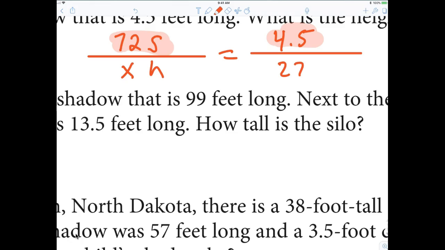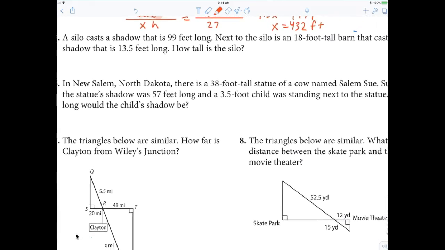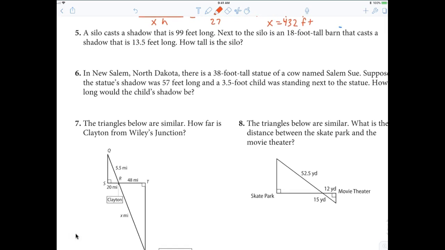You good? All right. So I need someone else now to check out. Allison, tell me about number 5. How are you going to set that up? 99. Now, what does 99 represent? The shadow. Good. Over what? Very good, because we don't know. Very good. Good job, girl. Very good.